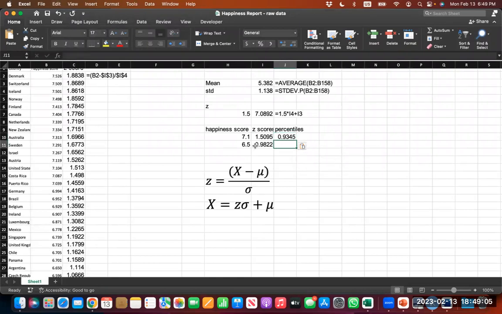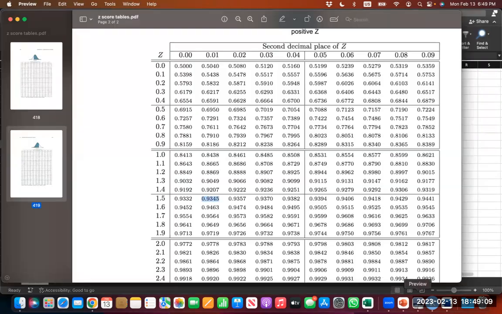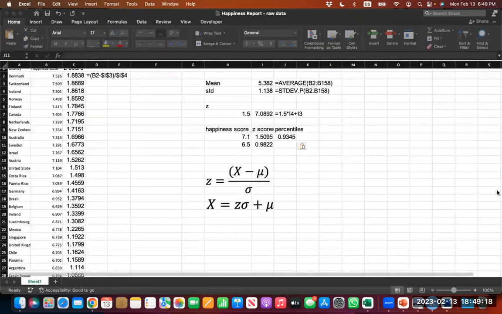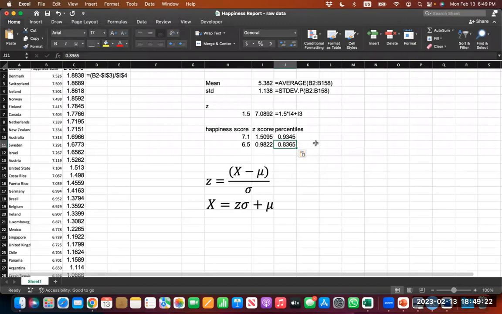If we have 6.5, that's 0.982. 0.982 is now 0.98, is here at 0.8365. And the question at hand is now, how much of your population, what percentage of your population is between these two values?